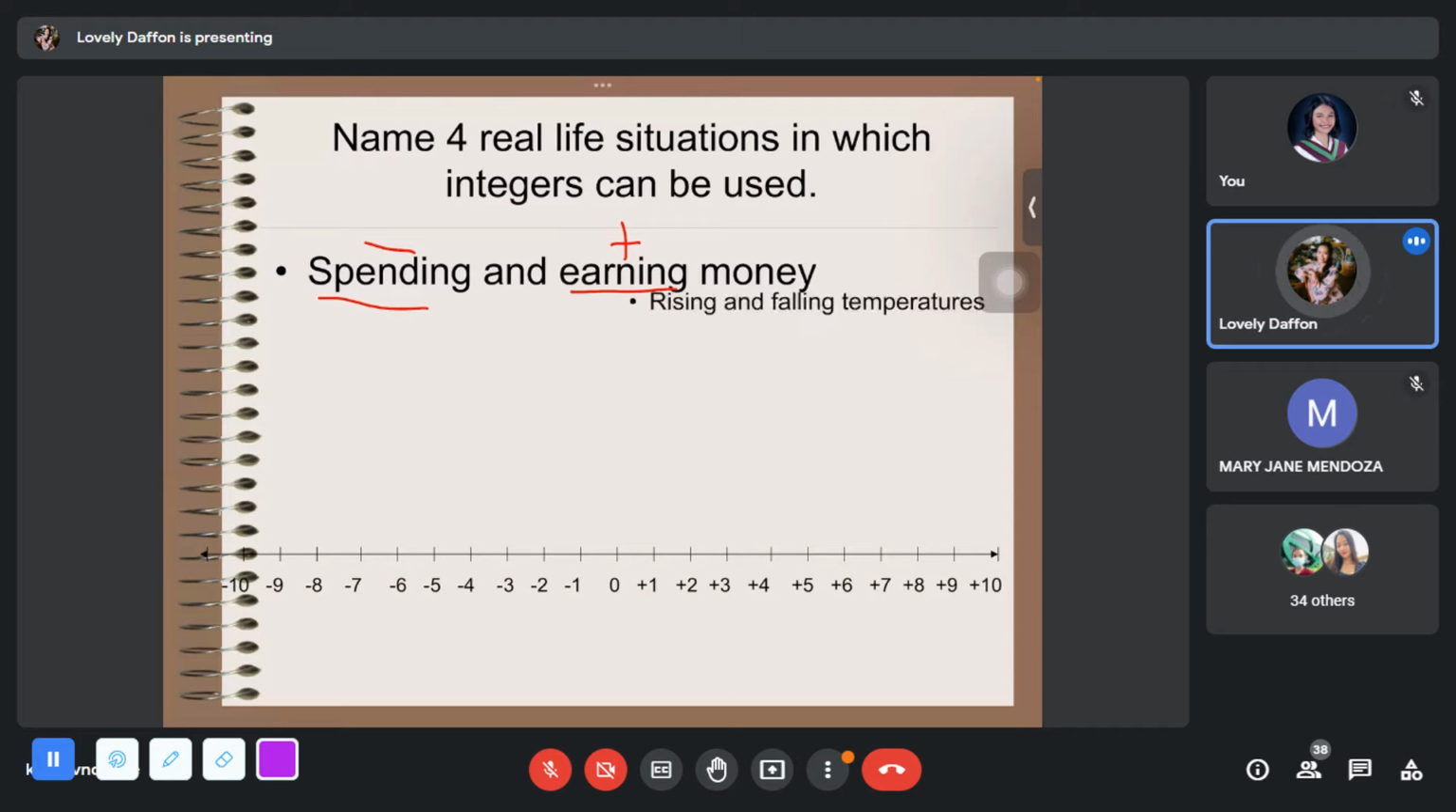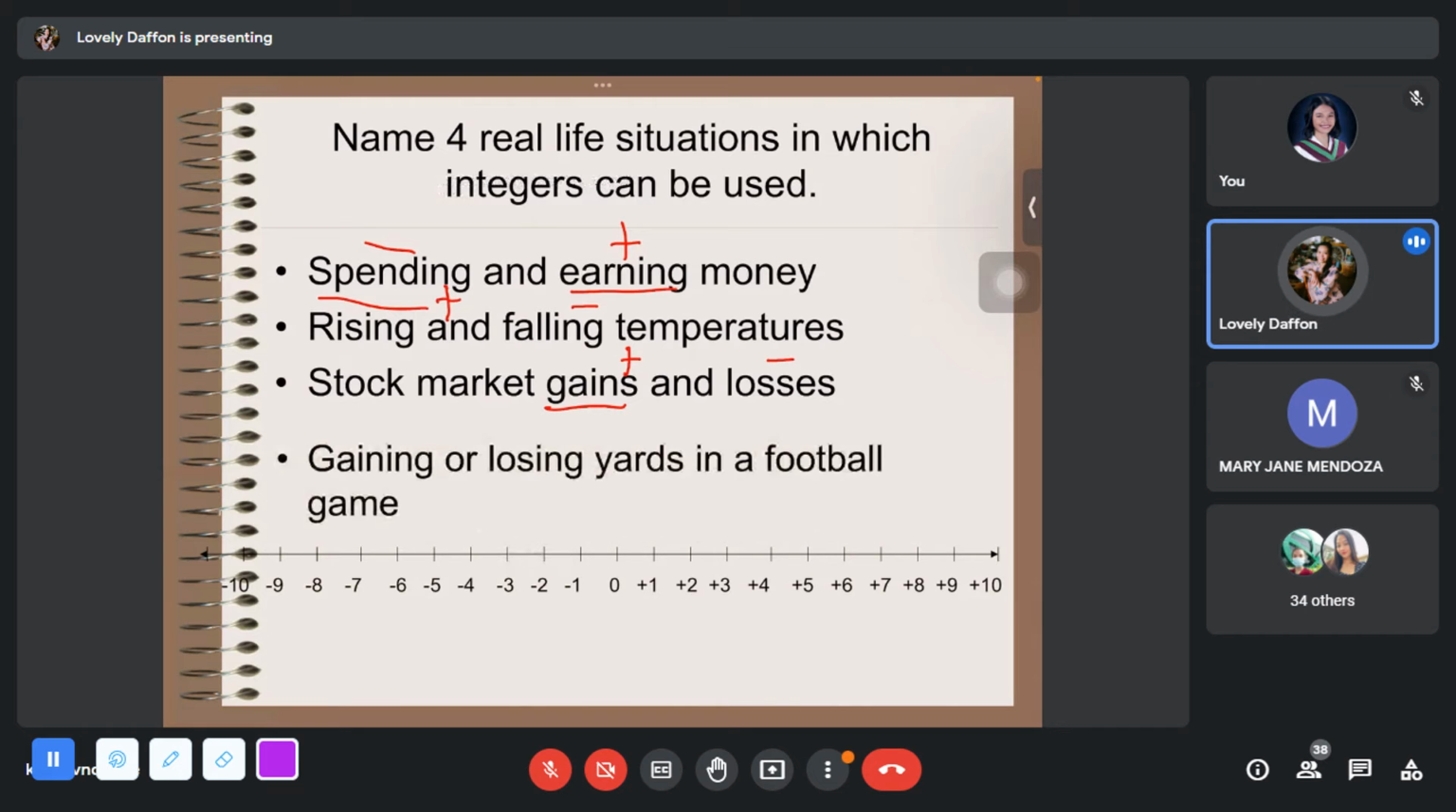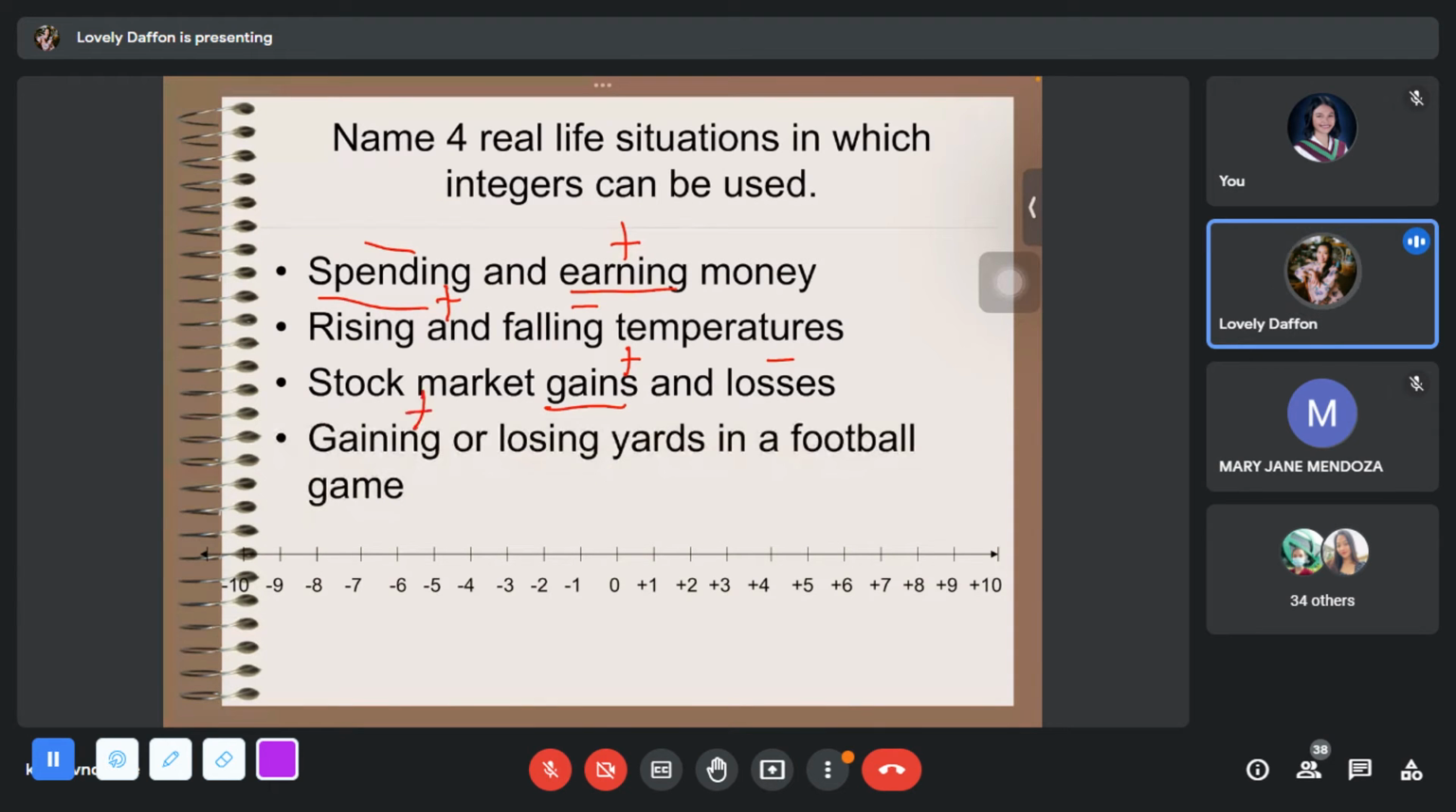Okay. Rising and falling of temperature. Kabalo na ta no, pag rising gani, going above, and going below, that's falling. We have stock market gains and losses. The word gain itself, that is plus, and losses would be minus. Then we have gaining or losing yards in a football game. So that would be plus, and this would be minus. So these are just some of the situations in real life in which we could apply integers.